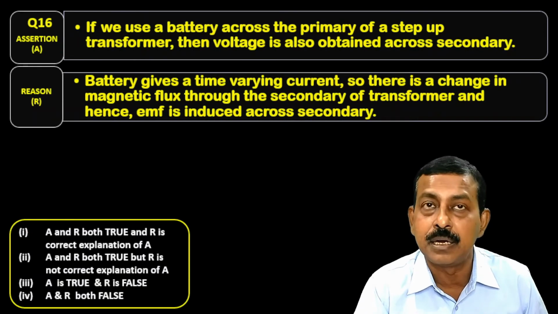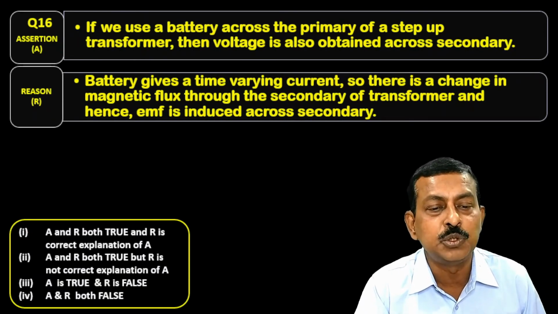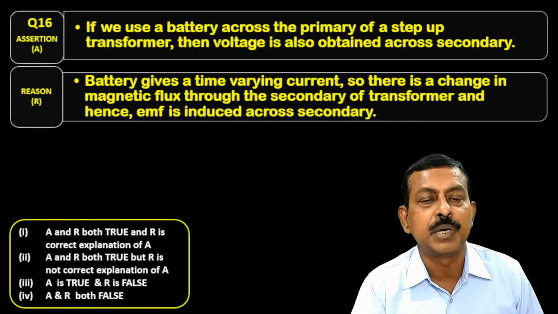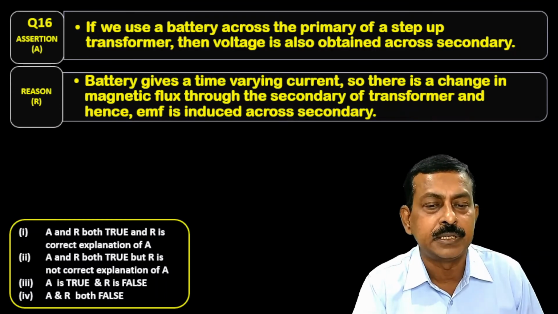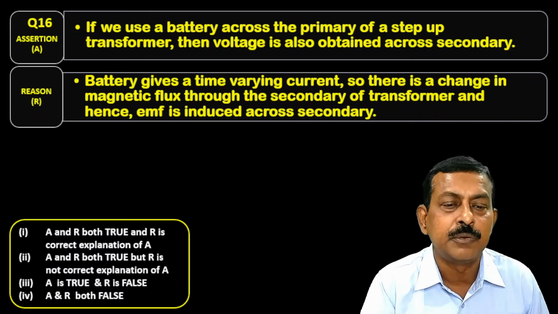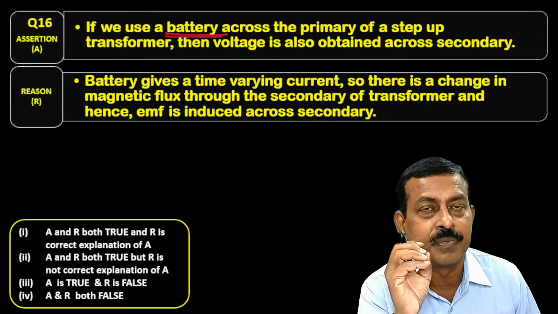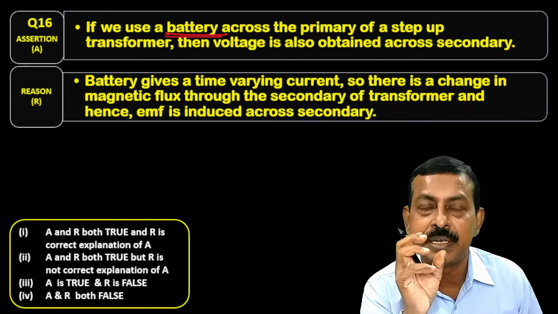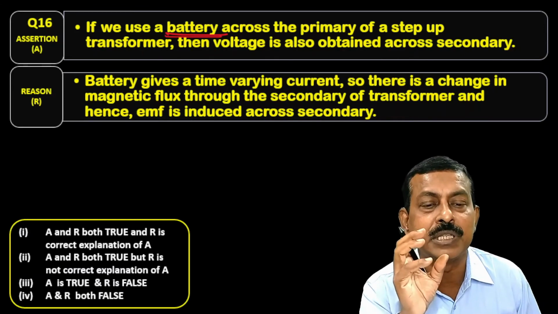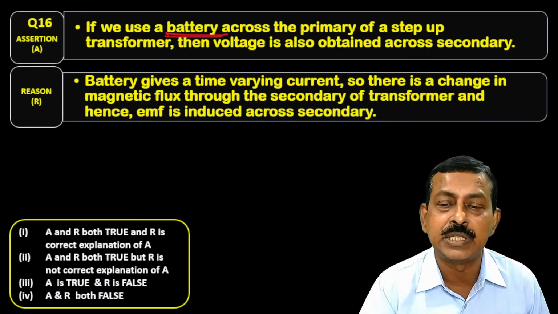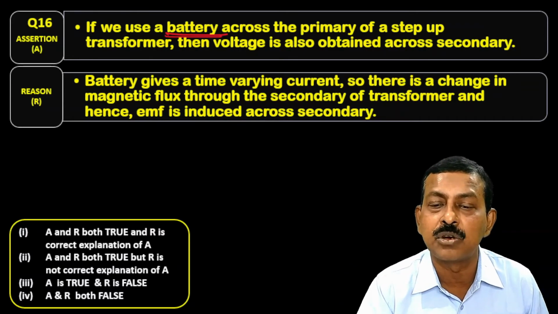Now let's take the next assertion. If we use a battery across the primary of a step-up transformer, the voltage is also obtained across the secondary. We are using a battery, which means it is a DC source. And if it is a DC source, definitely the magnetic flux linked with it will not change. The current is not changing there. So in that case, there will be no voltage across the secondary.